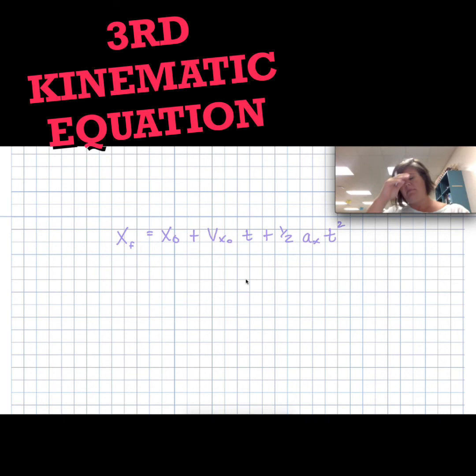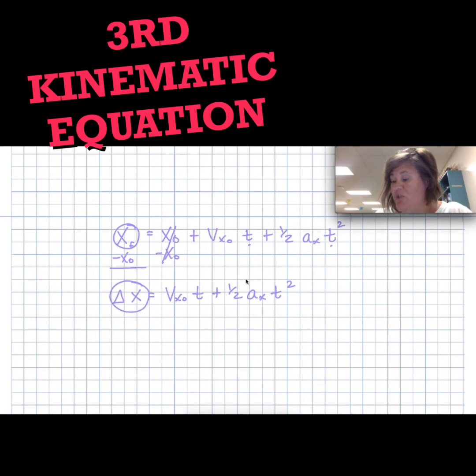Okay, so sometimes I will write this one a little different, okay? I will subtract x naught over, and that gives us delta x, which is the displacement or change in position, equals vx naught times t plus 1/2 ax times t squared. So sometimes I write that a little different. Just know it's the same thing. It's just this one is solving for the final position after so many seconds, and this one is solving for the change in position or the displacement.